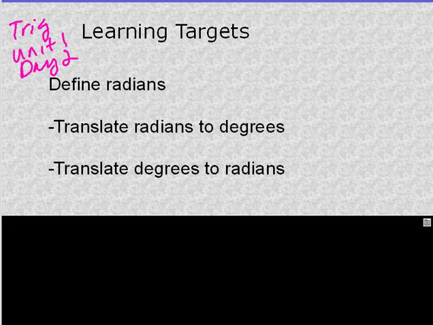Today we're doing Trig Unit 1, Day 2. We're going to learn about radians, so we are going to find the definition of radians and then translate radians into degrees and degrees into radians. In the past we've been measuring angles by degrees, and that worked pretty well for us, but today we're going to learn about radians.